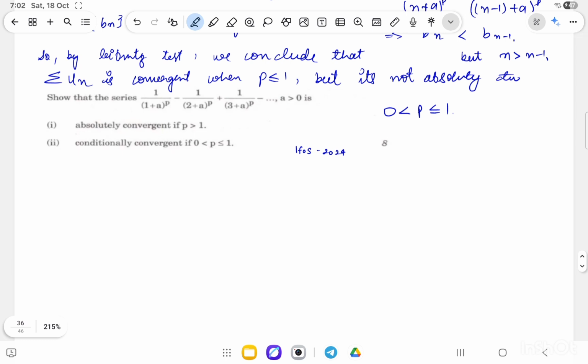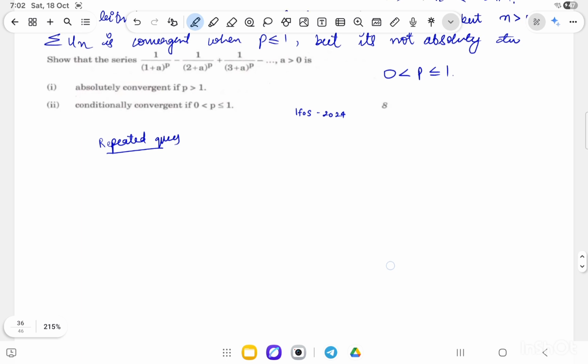The next question is a repeated question, the same question they have asked again. This time they have specified the range of p in the question itself, and we are just supposed to check whether it holds or not. So let's move on to see the next question.